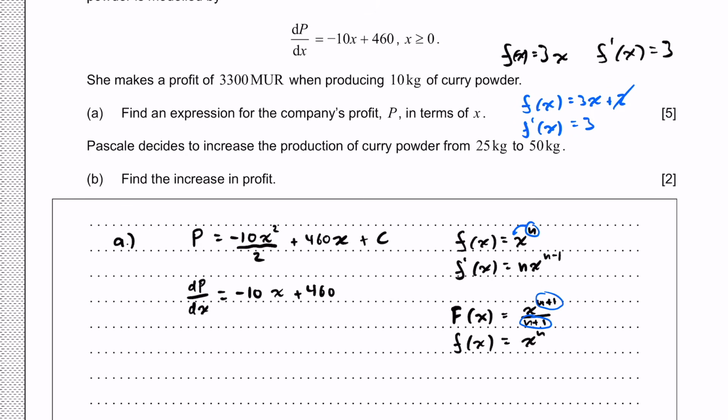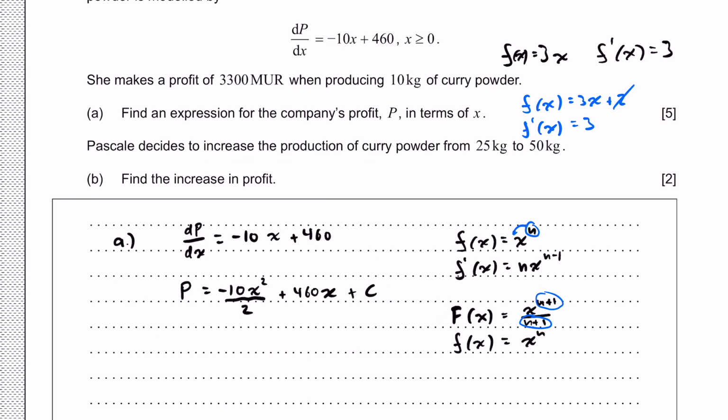So let's clean this up just a little. I'm going to bring this down now. So p is equal to negative 10 over 2, which is negative 5 x squared plus 460x plus c. One nice thing is that if you ever want to make sure that you did it right, you can just take the derivative of your function and see if you actually get back to your derivative. So multiplying out in front is negative 10x. The x falls away, and we have 460. This constant would fall away and we would get this.